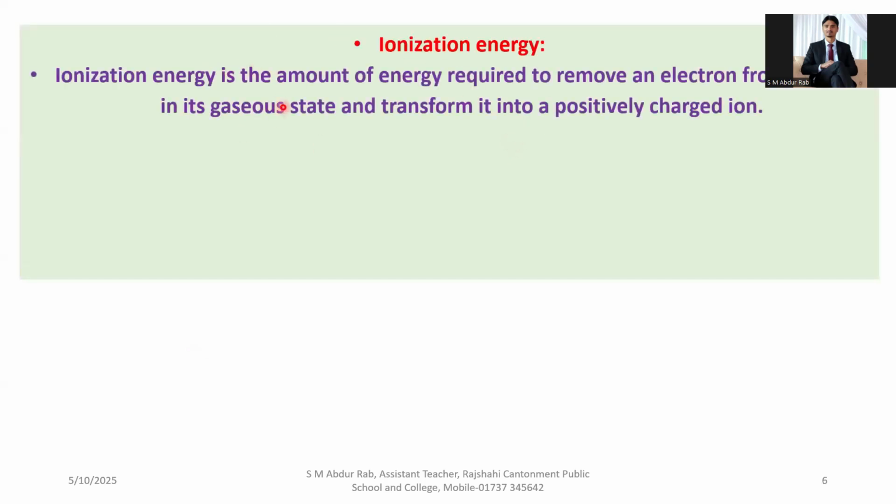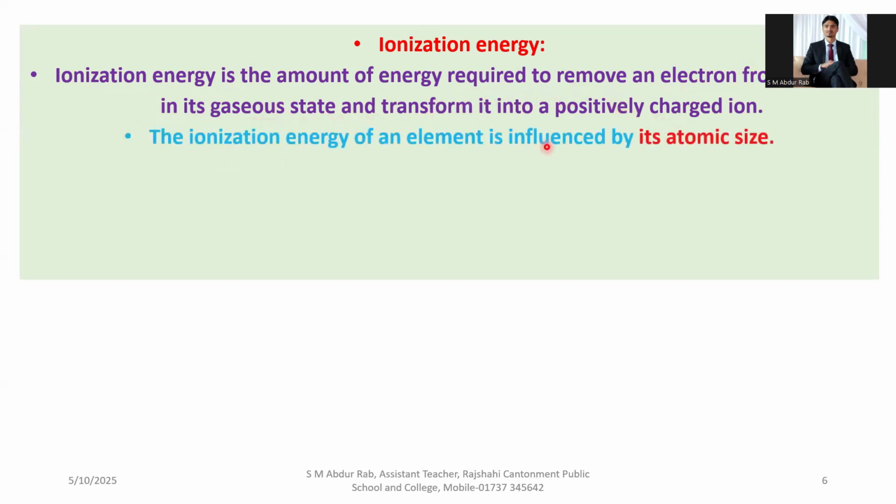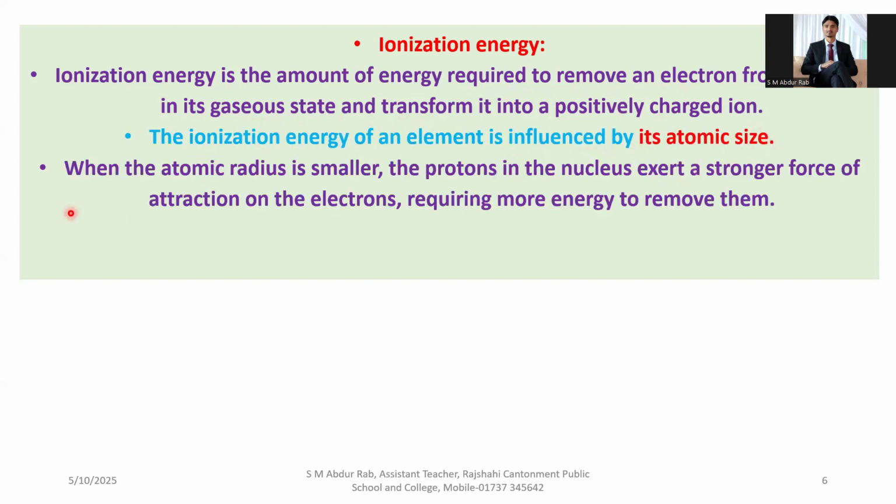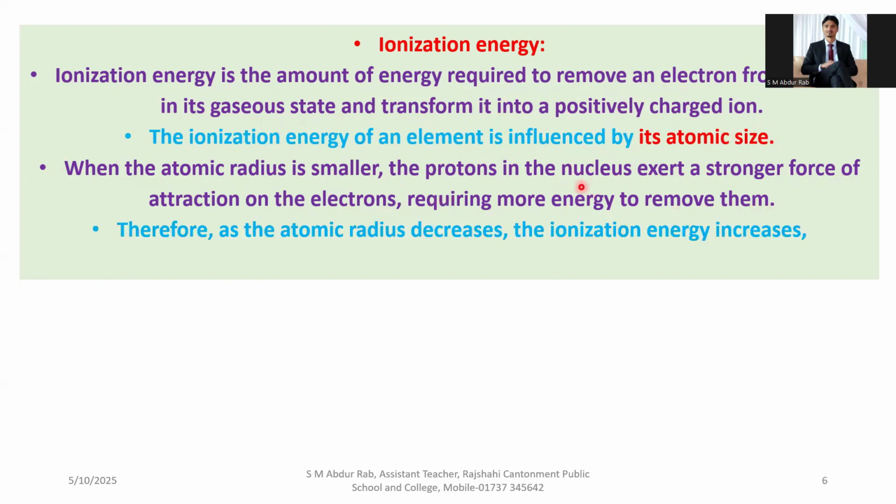So my dear friends, here we see the definition of ionization energy. Ionization energy is the amount of energy required to remove an electron from the outer shell in its gaseous state and transform it into a positively charged ion. The ionization energy of an element is influenced by its atomic size. When atomic radius is smaller, that means in a period left to right, the protons of the nucleus exert a stronger force of attraction on the electrons, requiring more energy to remove an electron, and ionization energy increases.